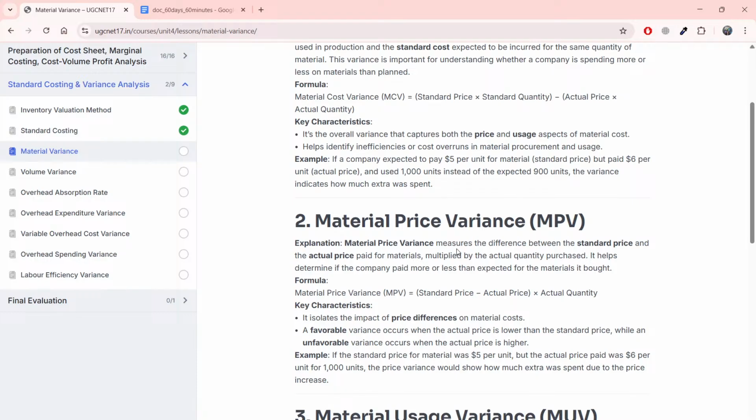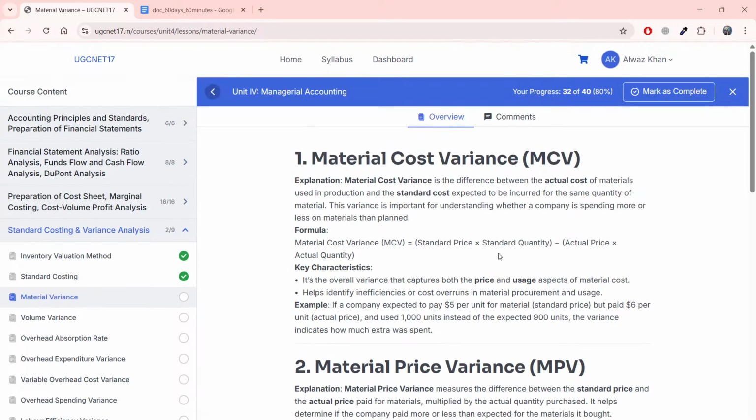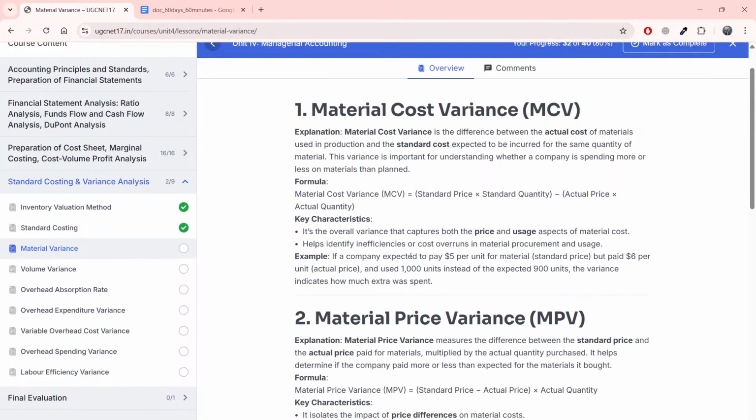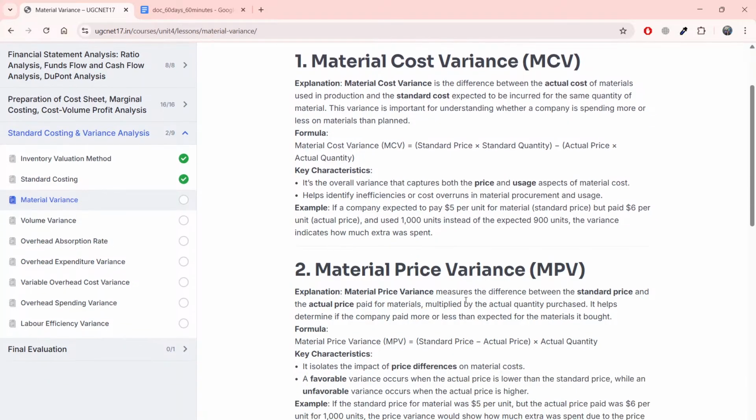Material price variance: standard price into actual quantity. Price measures the difference between the standard price and the actual price paid for materials, for the actual quantity purchased.